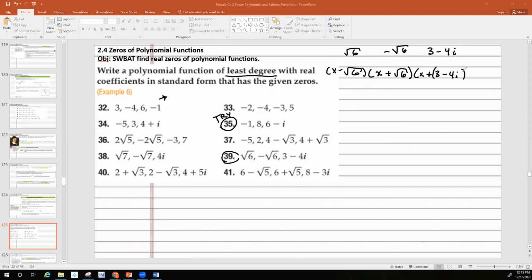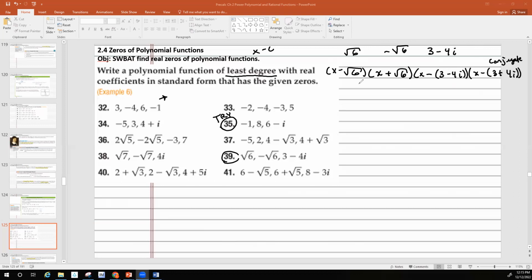I'm going to put this in parentheses. And oh, sorry, not plus, minus, because it's x minus c. All right, and those are our c's. Minus 3 minus 4i, and then switch the sign. So x minus 3 plus 4i. So that's our conjugate, because it has a plus instead of a minus.